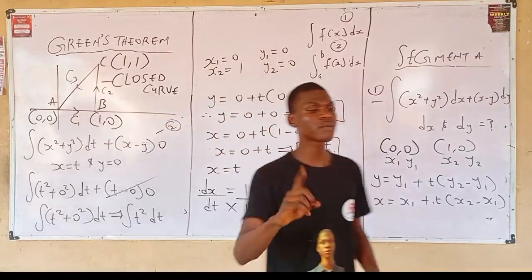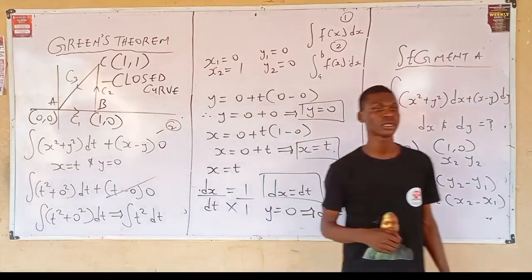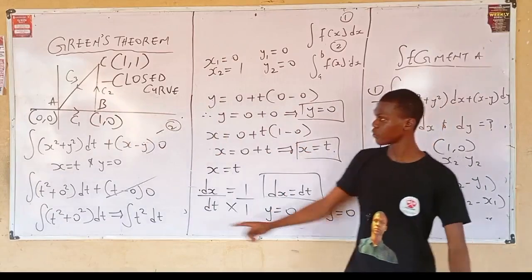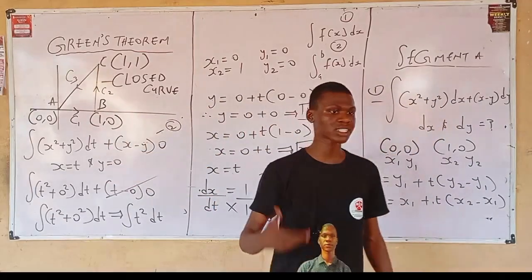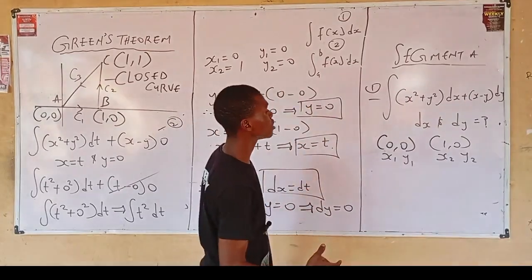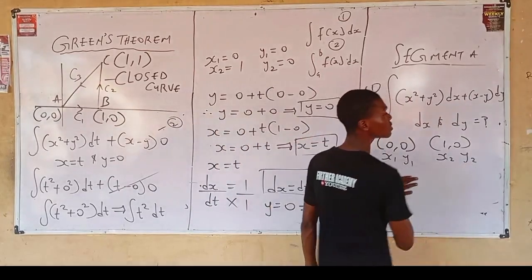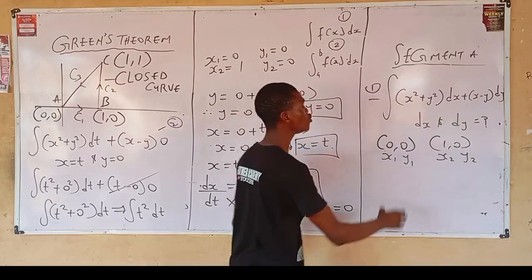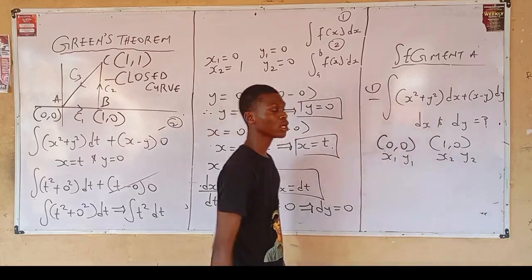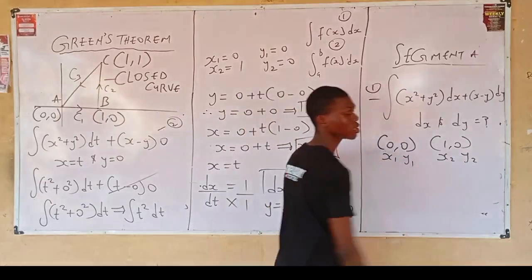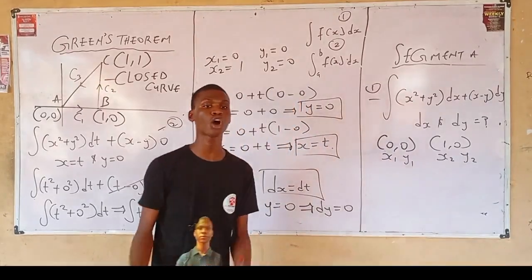Now, you are making use of the vertices of each segment. For segment A, what are the vertices of segment A? I said we are making use of the vertices of each segment, right? This is the vertex of segment A. So I'm going to use these vertices, these coordinates, to get the lower limit and the upper limit.